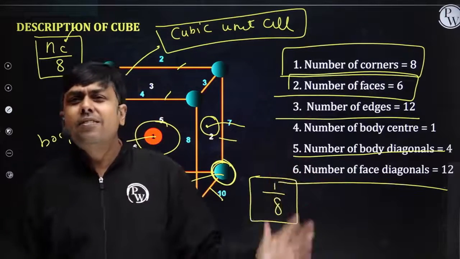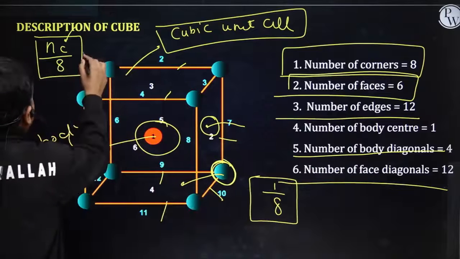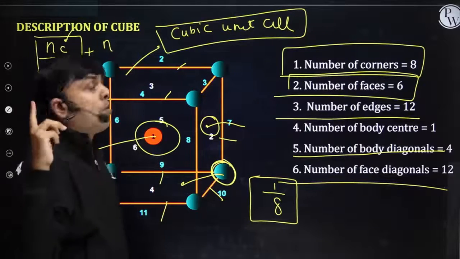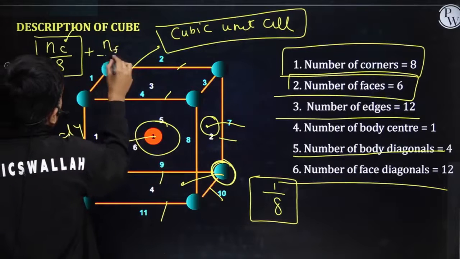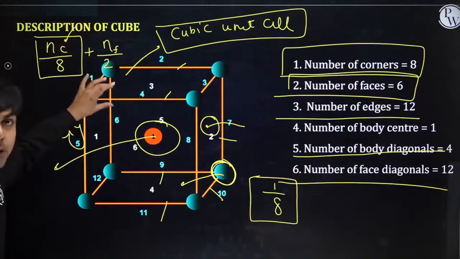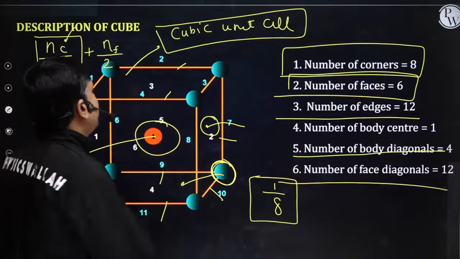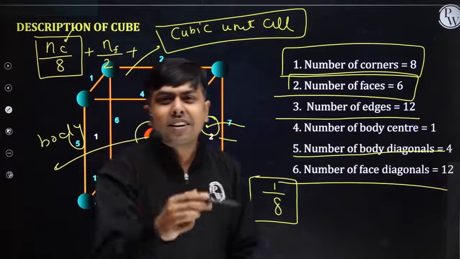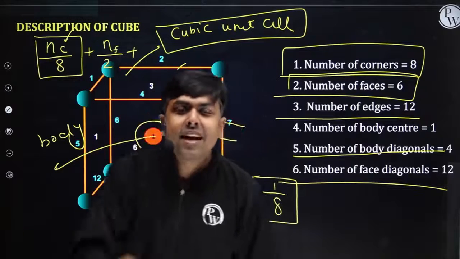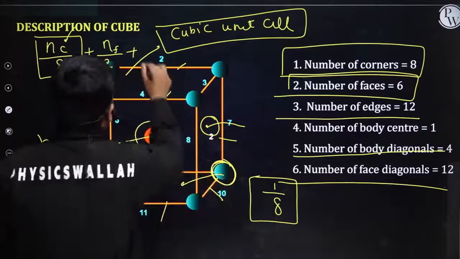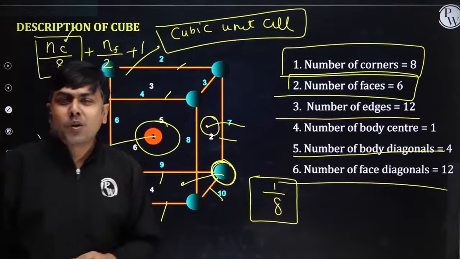If NF is the total number of atoms placed at the face center, then the effective number of atoms coming from face centers is NF by 2. Am I clear? NC from corners, NF by 2 from faces. Now, body center. This body center lies exactly inside this cube. So what's the contribution of atoms from this body center? It's 1. Am I clear, students?